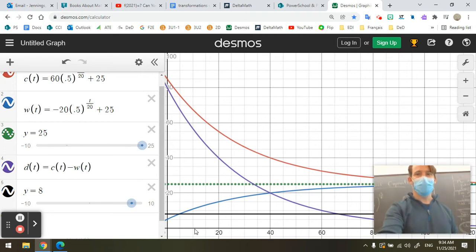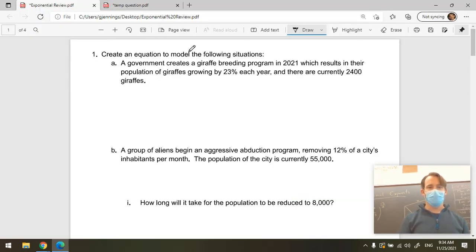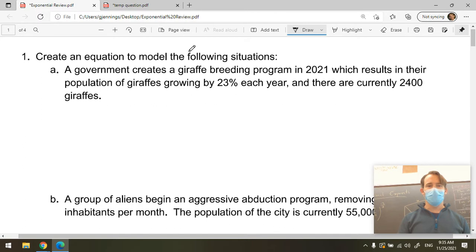We are looking at our exponential review. So we have the package, and we're going to get it done. Let's take a look at these situations. We want to create equations that model these following situations. We might even use these equations to answer some questions.